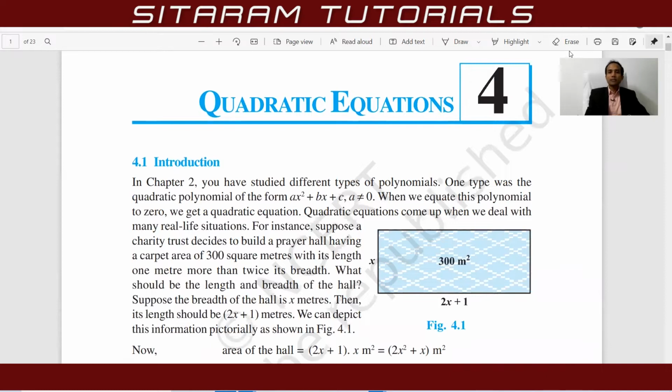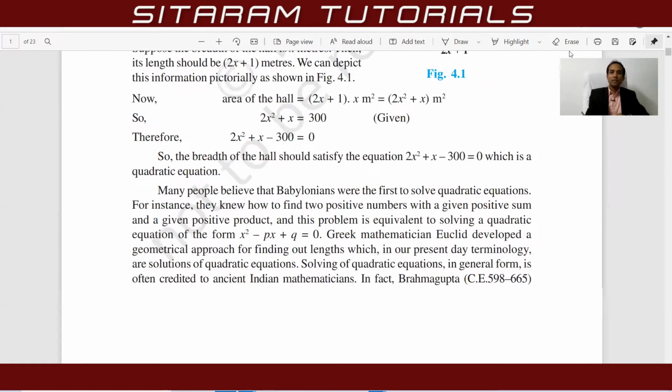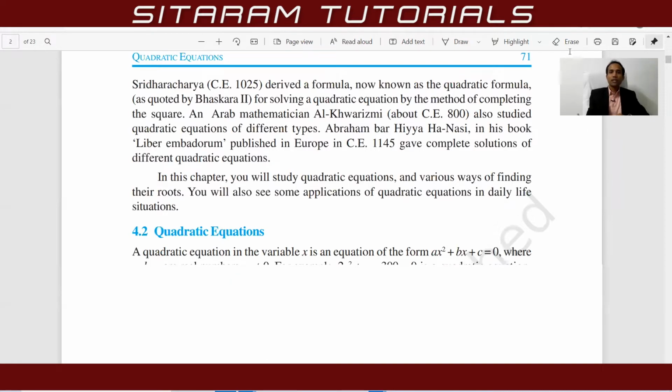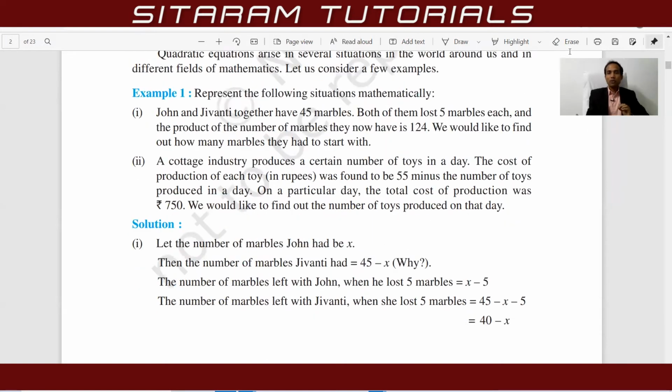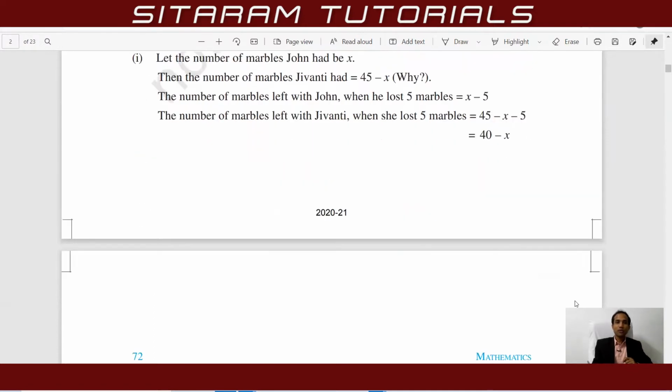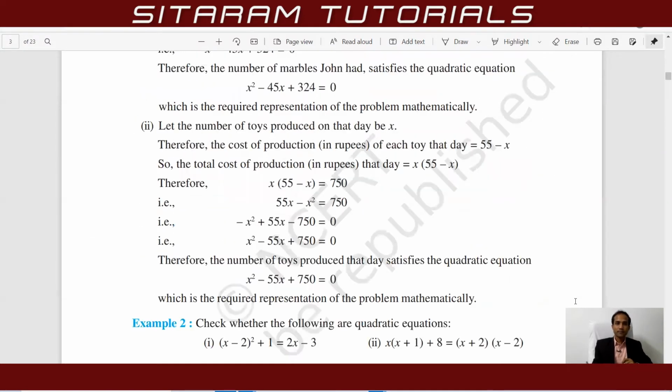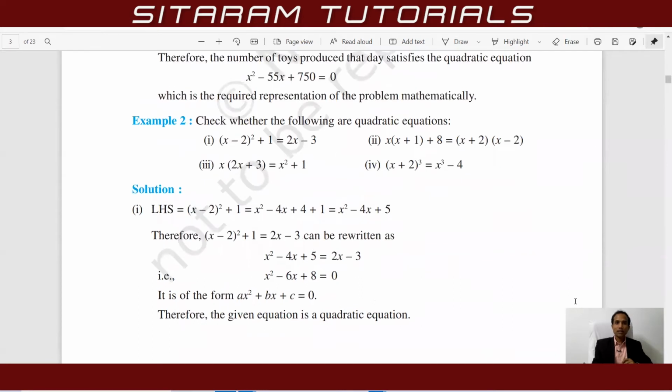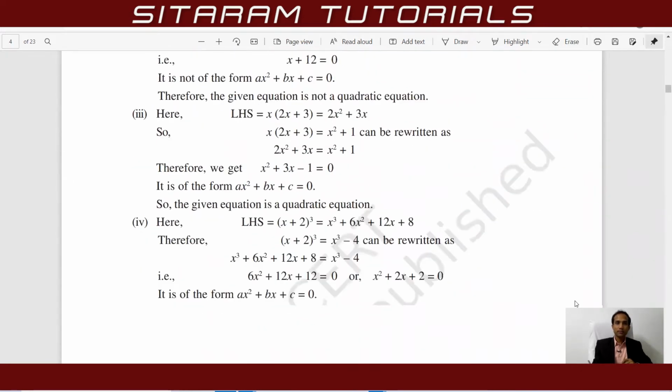Now let us see the textbook. Quadratic equations, chapter number 4. We'll see which questions are going to come for the exam and which questions are not going to come. I'm going to show you each and every example and each and every exercise problem and tick which are not going to come. So first example is going to be there for the exam. Second is also there in the syllabus.